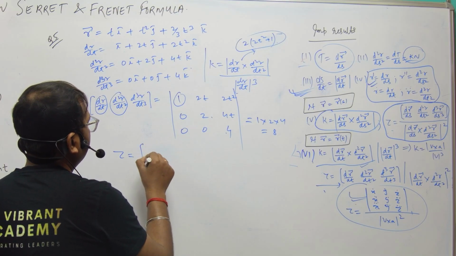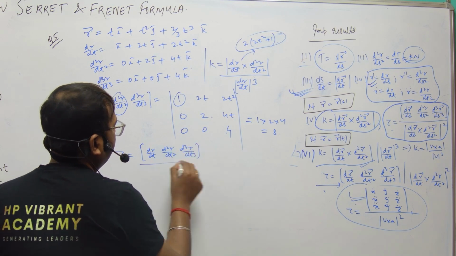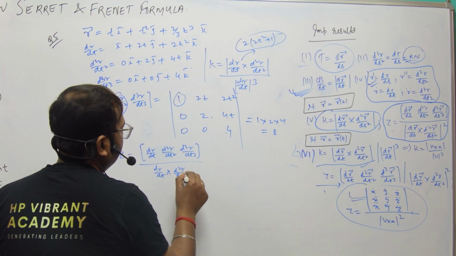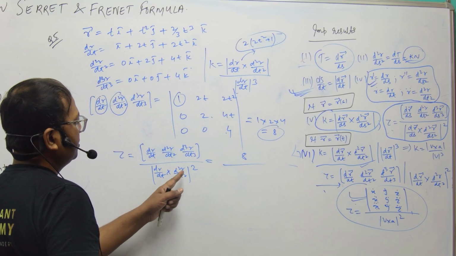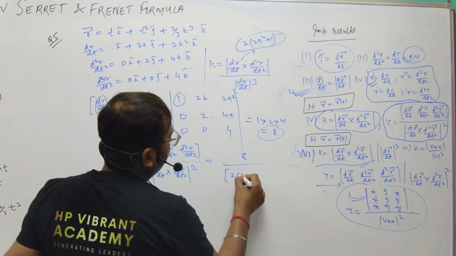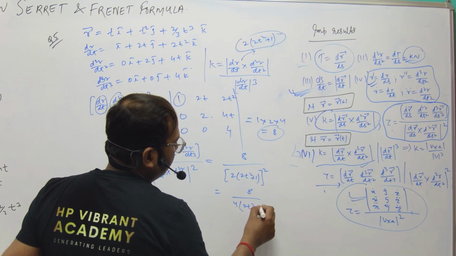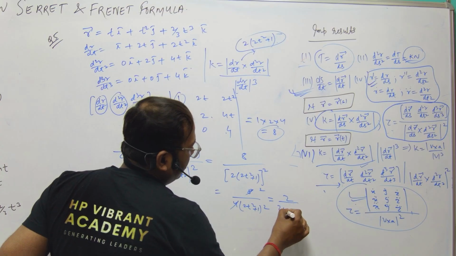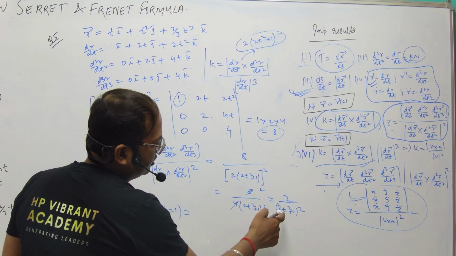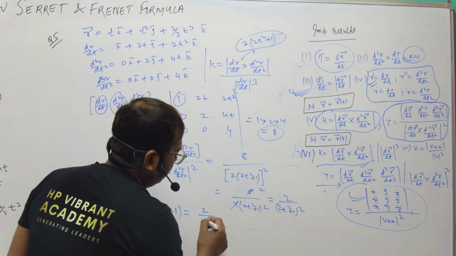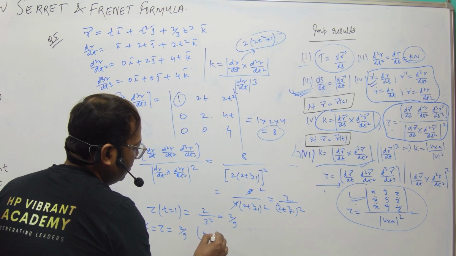Let us write down the complete expression: tau is equal to the scalar triple product 8 upon the modulus of dr/dt cross d2r/dt2 whole square, which is 4 times (2t square plus 1) whole square. Here 8 upon 4 gives 2, so tau equals 2 upon (2t square plus 1) square. When t is equal to 1, placing t equal to 1, we get 2 upon (2 plus 1) square. The values of kappa and tau are the same, equal to 2 upon 9.